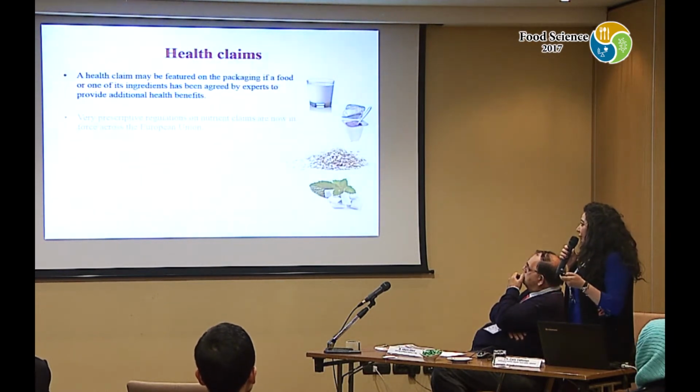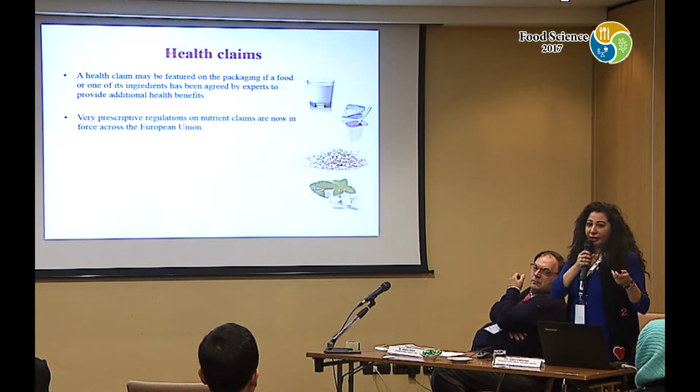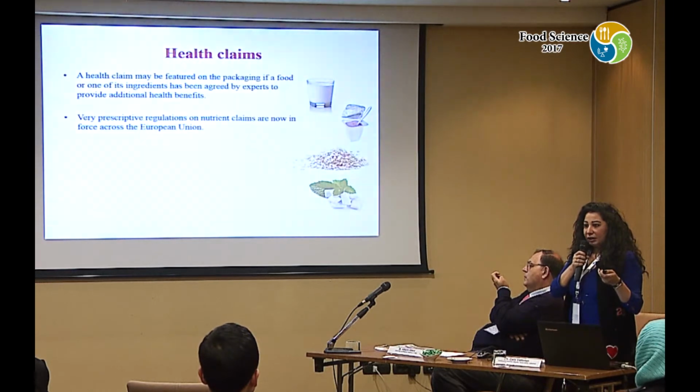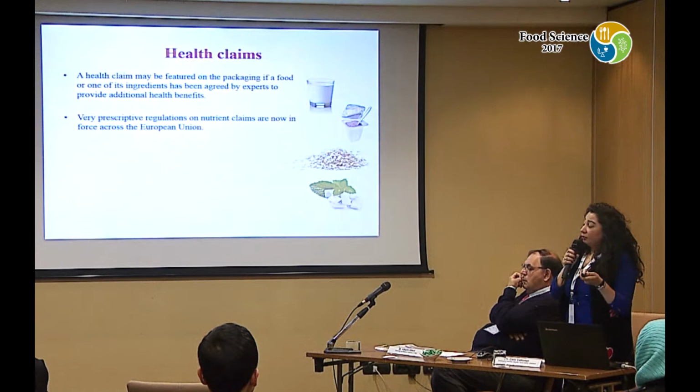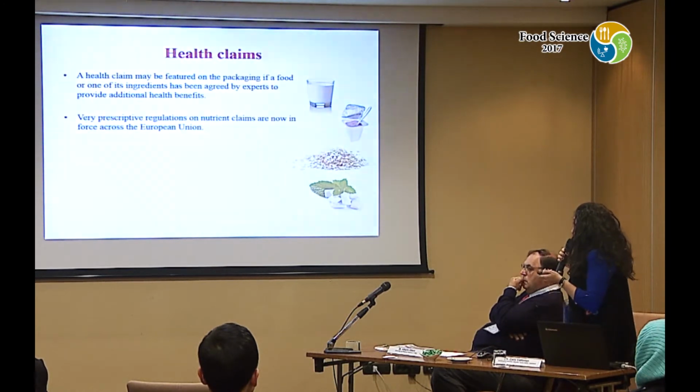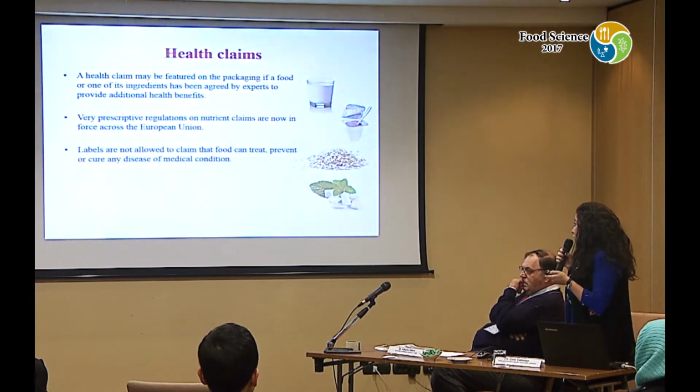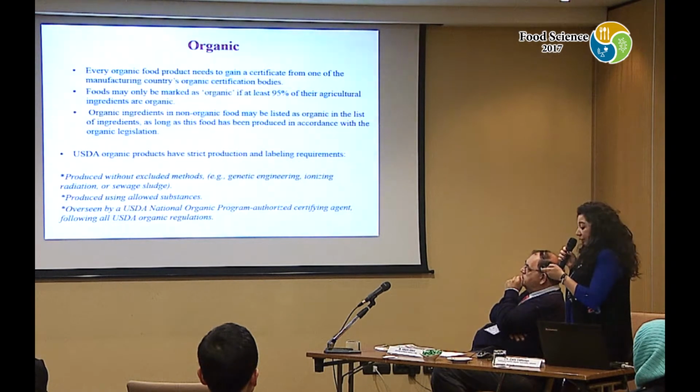What about the health claims? Sometimes we have a lot of health claims, like organic, vegan, anything related to a certain product. We just have to know that these health claims sometimes may not be validated. So it's good for some people, but it might not be validated under legislation. A health claim may be featured on the pre-packaging of the food if one of the ingredients has been agreed by experts to provide additional health benefits. Very prescriptive regulations on nutrient claims are now enforced across the EU. Labels are not allowed to claim that food can treat, prevent, or cure any disease.